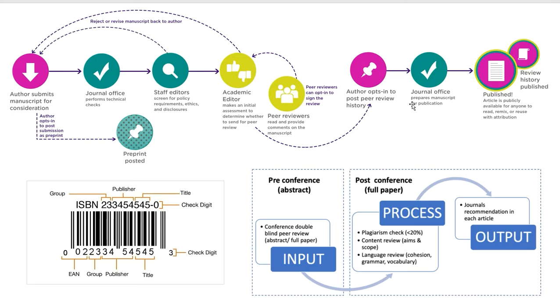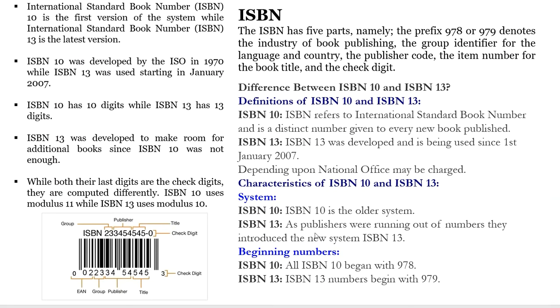Then what happens after the conference proceeding, after you have already appeared and presented your paper at the conference. How the paper goes from submission through to final publication, either the book chapter approach or the book approach. There are two types, pre-conference and post-conference proceedings. Then the input, the process, and finally the output. Then what the ISBN is here.